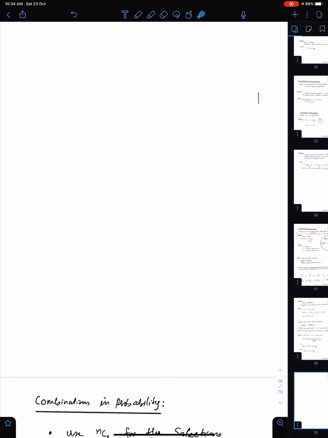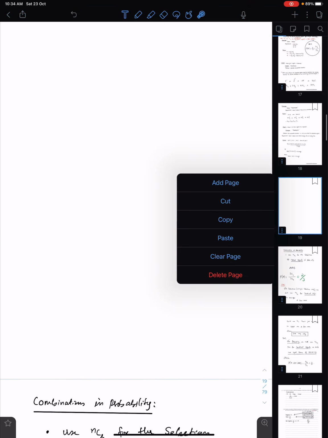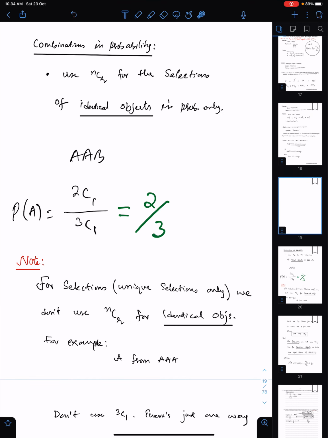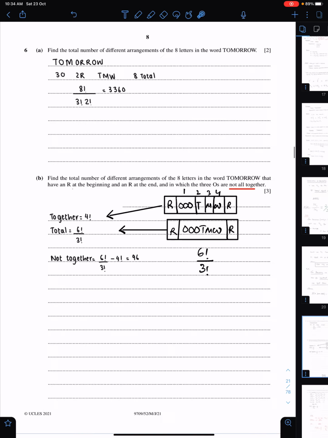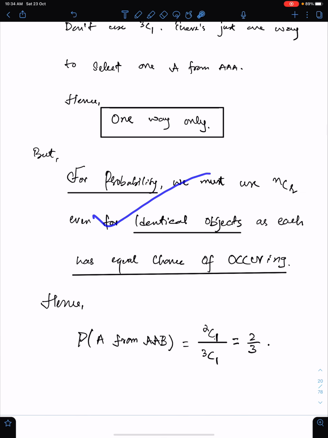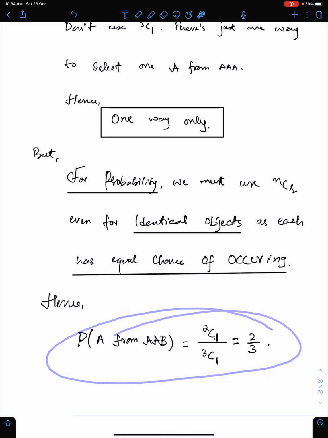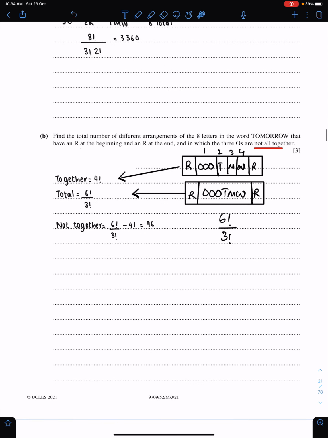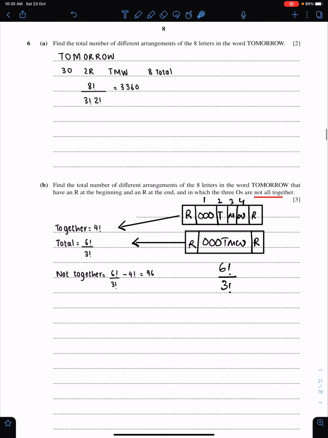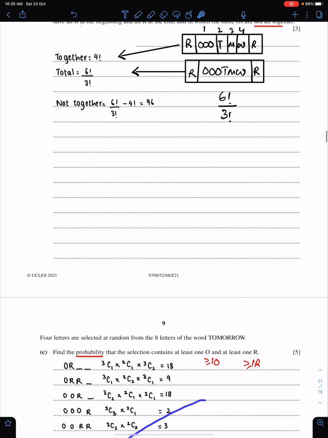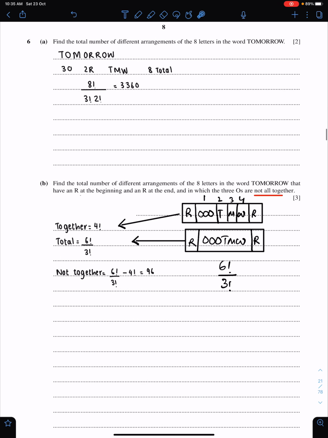I already have done this concept, combinations in probability. This is the best example to understand this concept, combinations in probability. We do use NCR even for repeated objects like this. This question is from June 21, paper 52. 6a, this part is important, but I'm explaining the whole question.